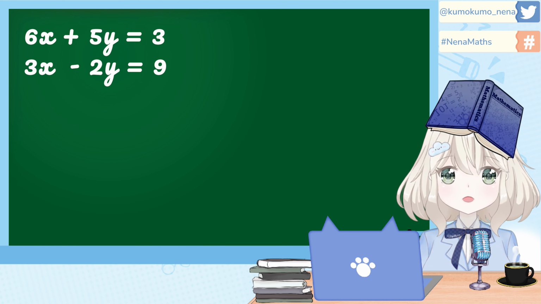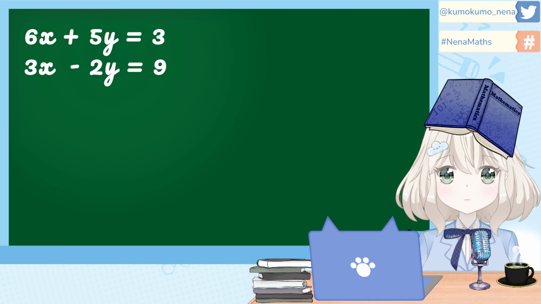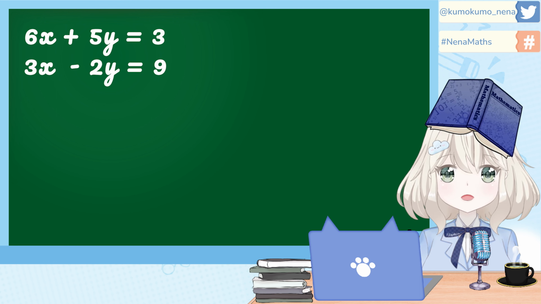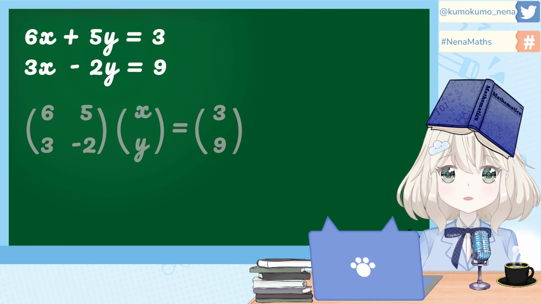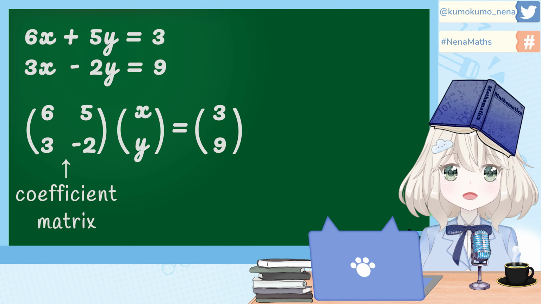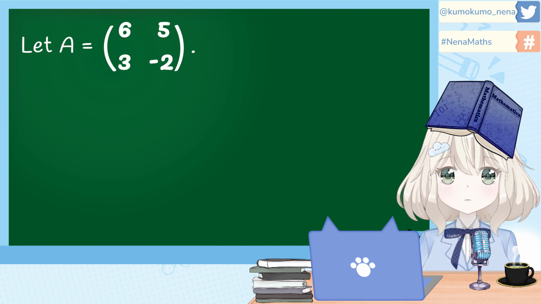Let's again look at this system. 6x plus 5y equals 3. 3x minus 2y equals 9. We first rewrite this system in matrix form. This matrix, 6, 5, 3, minus 2, is called a coefficient matrix. Let A be this matrix.